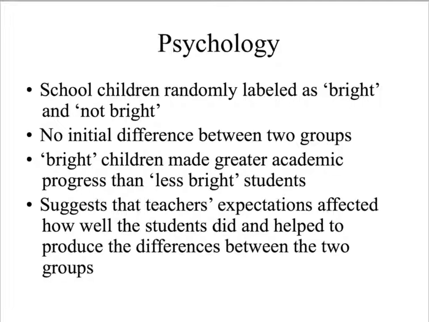School children, if they're randomly labeled as bright and not bright, and some of you may remember being separated and divvied out into the good readers and the poor readers, for example. When school children are randomly labeled as bright and not bright, those who are labeled as bright tend to do well and rise to the occasion, whereas those who are not labeled bright may not excel so much. There might not be any initial difference in the group, which is what's so interesting. They make greater academic progress.